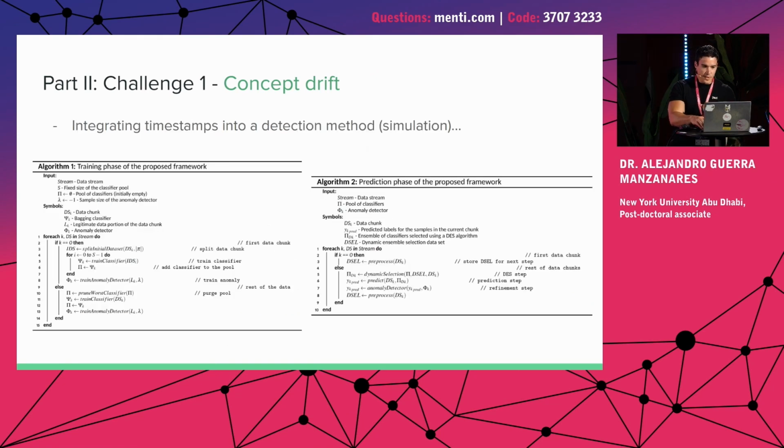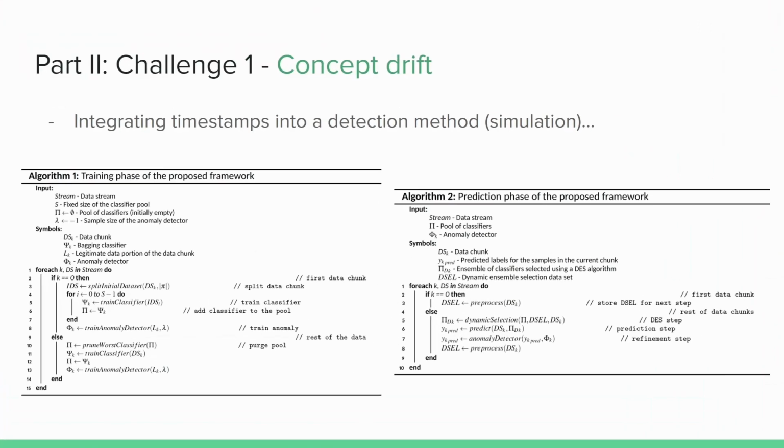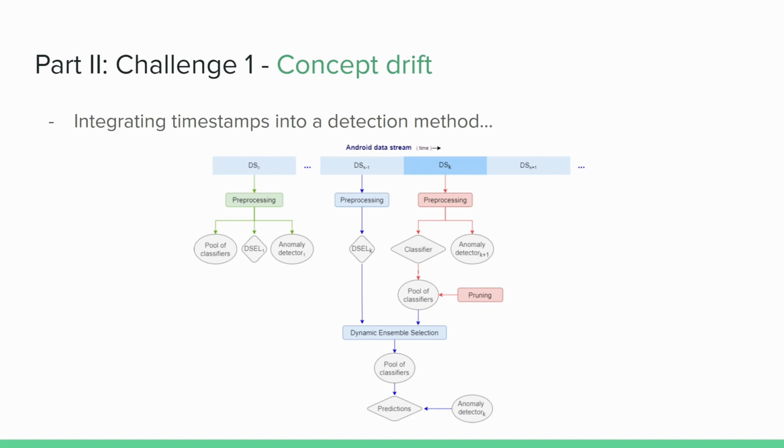So then we proposed a method, which is not really our method, but we modified it and optimized it for the Android malware case. The method is capable of detecting concept drift, adapting, and keeping the detection performance quite consistent over time. Here we are not doing anything special. We are just assuming that the Android data is a stream. So we could basically be VirusTotal.